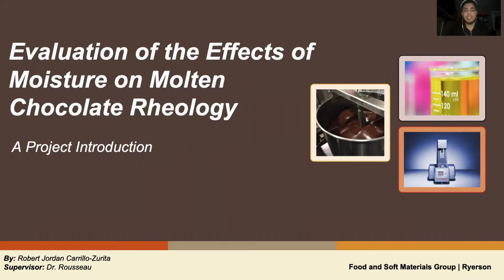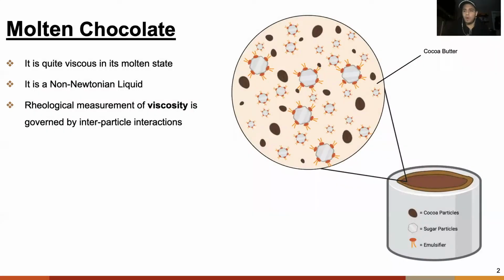So it's done by myself under the supervision of Dr. Rousseau as part of the Food and Soft Materials group here at Ryerson. And so just to start us off, I'm going to go over, well, what molten chocolate is. Well, essentially, molten chocolate is just a dispersion of cocoa particles, sugar particles, as well as emulsifier within a continuous phase of cocoa butter.